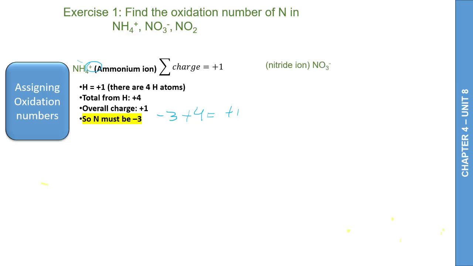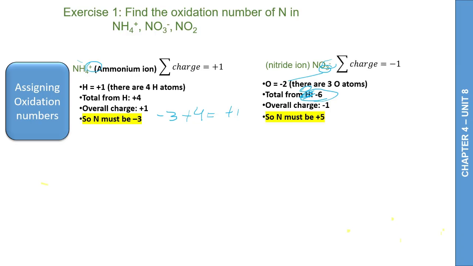Let's go to the nitrite ion. We know oxygen is -2, and we have 3, so it's -6. The overall charge that you can see is -1. Yes, I made a mistake; I used the hydrogen again, so it's oxygen. The sum of your charges must be -1. So nitrogen must be +5, because -6 plus 5 is equal to -1, which is the charge of our polyatomic ion.